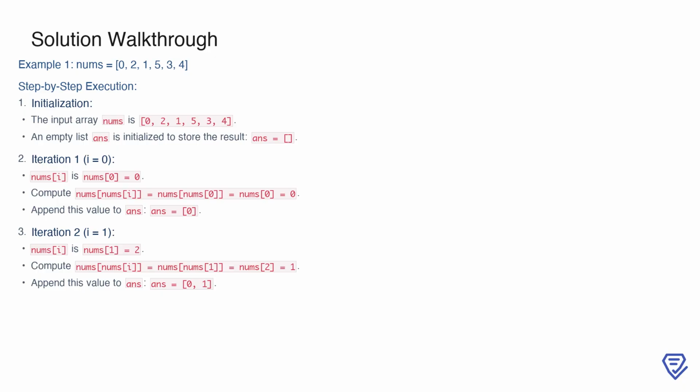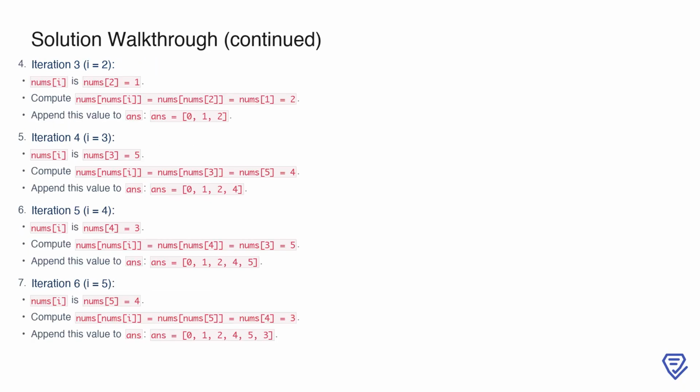Next, at index i equals 1, the value of nums[i] is 2. Computing nums[nums[i]] gives nums[2] equals 1. This result is appended to ans, updating it to [0, 1]. Continuing with the iteration, at index i equals 2, the value of nums[i] is 1. We calculate nums[nums[i]], which results in nums[1] equals 2. Appending this to ans gives us [0, 1, 2].